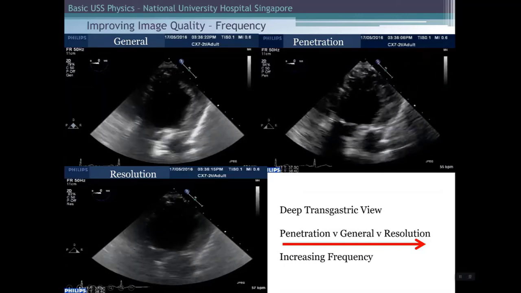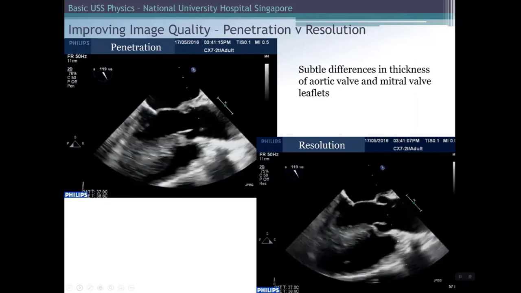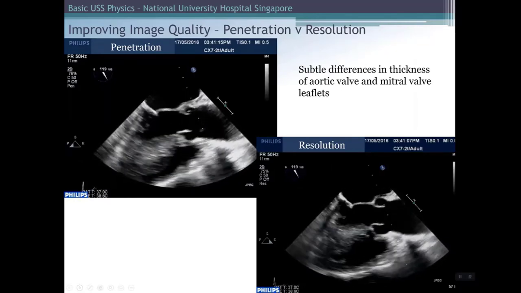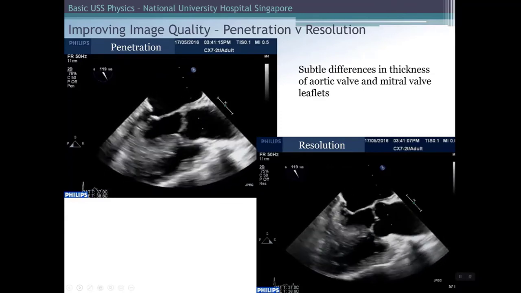In the next mid-esophageal long-axis view clips, we can compare the effects of lower and higher frequency. We can see that the resolution of the image obtained with higher frequencies is much better when compared to the penetration mode, which uses lower frequencies.